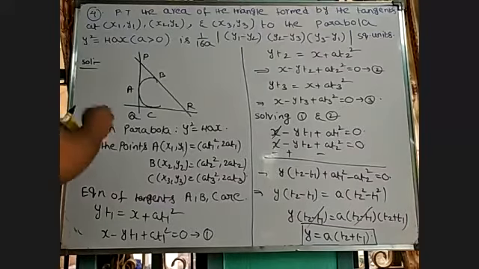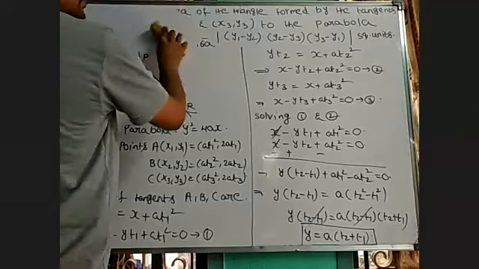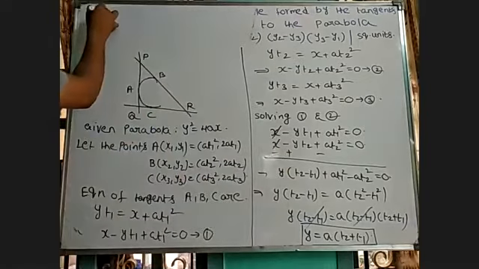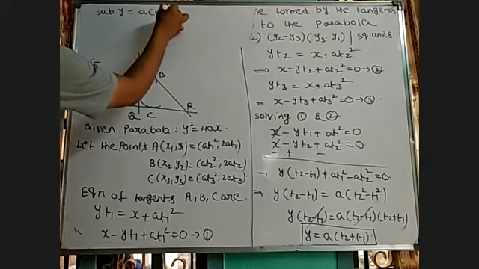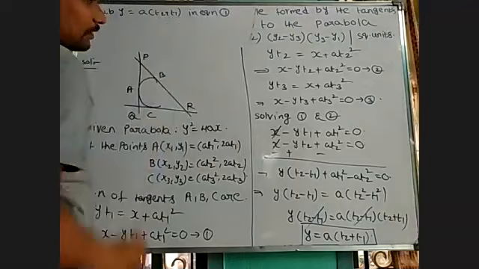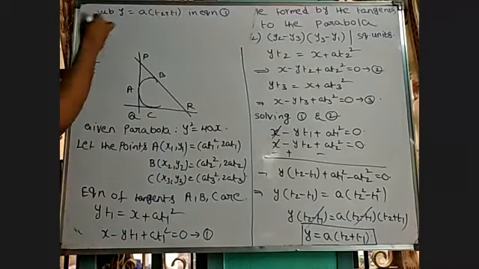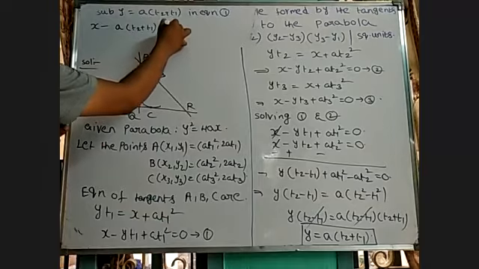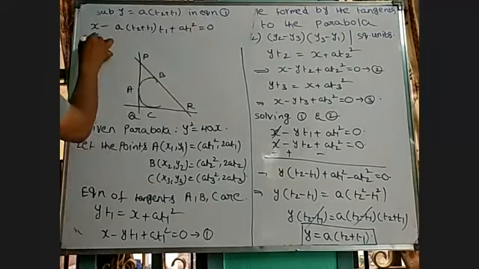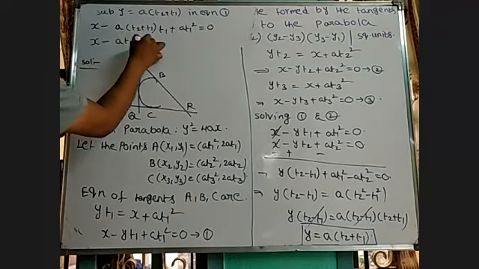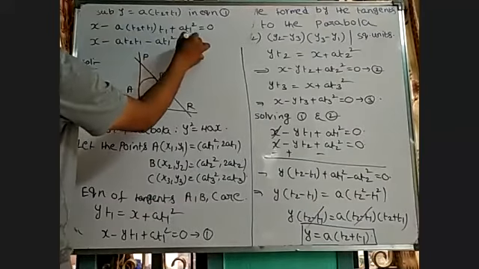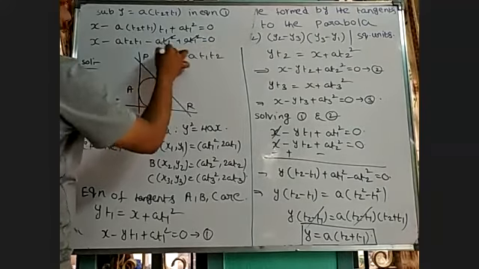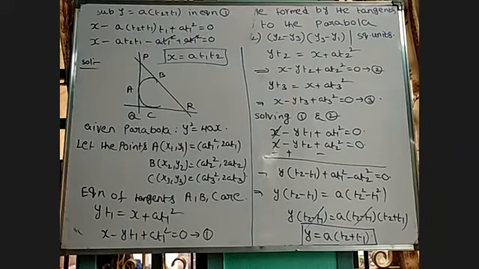Okay, next, see there. Next, what can we do? Substitute y in equation 1. Substitute y is equal to a into t2 plus t1 in equation 1. In equation 1, what do we get? If you see there, x minus y, the y value is a into t2 plus t1, into t1, plus a t1 whole square is equal to 0. x minus a t2 t1 minus a t1 square plus a t1 square is equal to 0. A t1 square cancels. From this, we write x is equal to a t1 t2. Okay, a t1 t2 we are getting.